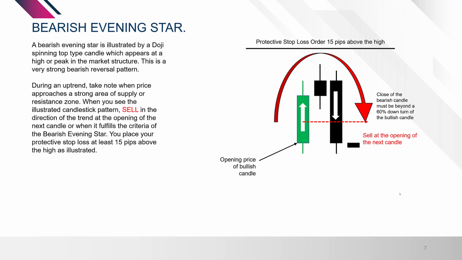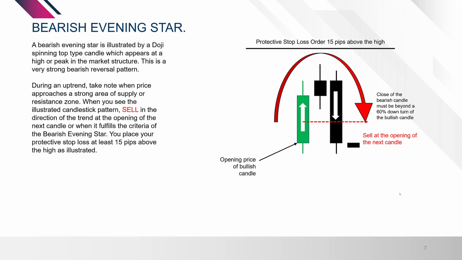If we are at a strong supply or a resistance zone on a higher time frame, say daily or weekly or monthly, and then you see an evening star formation, that is a very strong bearish reversal pattern which signals to you that okay, price is going to start moving to the downside.